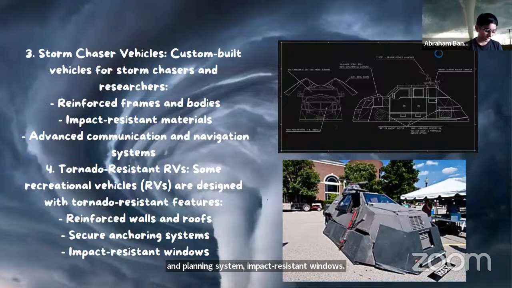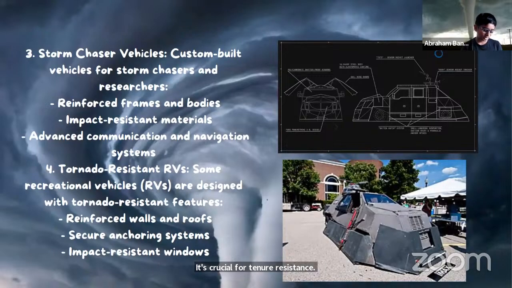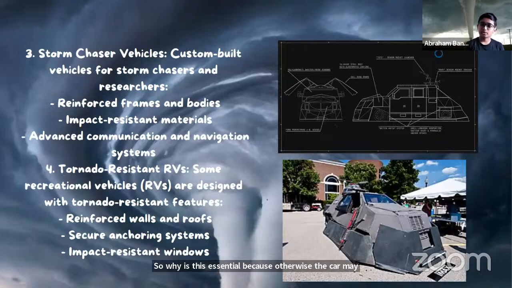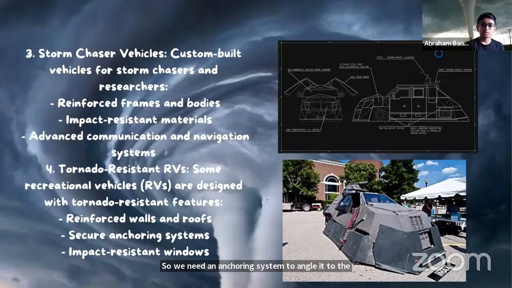Now a few lessons learned while building. Reinforced construction is crucial for tornado resistance. Impact resistant materials and secure anchoring systems are essential. Why is this essential? Because otherwise the car may just fly away. So we need an anchoring system to anchor it to the ground if it's trying to capture a moment of the tornado. And advanced communications are needed because we need to communicate with others in a tornado.